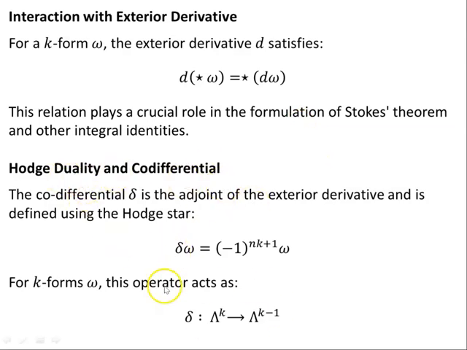Hodge duality and the co-differential. I'm not really going to get into this part. I just put this here for completeness, if you like. The co-differential delta is the adjoint to the exterior derivative and is defined using the Hodge star. So delta omega is minus 1 to the power of n, the dimension of the space, times k, the degree of the form, plus 1, times omega. For k-forms omega, delta is an operator that maps the space of k-forms to the space of k minus 1 forms. I won't do any more on that here.